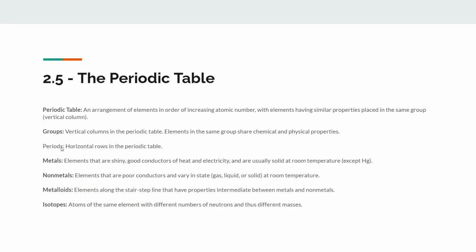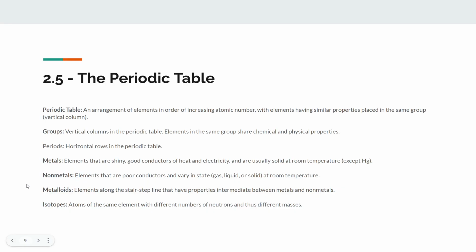Periods are horizontal rows, so left to right, and metals are just gonna be elements that are shiny and good conductors of heat and electricity. You don't really have to memorize this part, but this first part is pretty important and crucial to the identity of metal. A non-metal is elements that are poor conductors and vary in state. You don't have to memorize this last part. But to be honest, you just have to memorize the trends on the periodic table and how the periodic table is divided to understand what is a metal and non-metal.